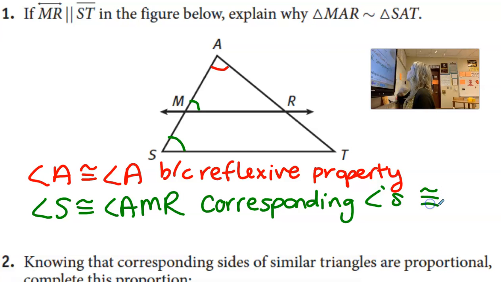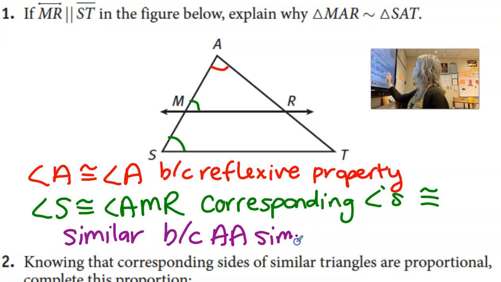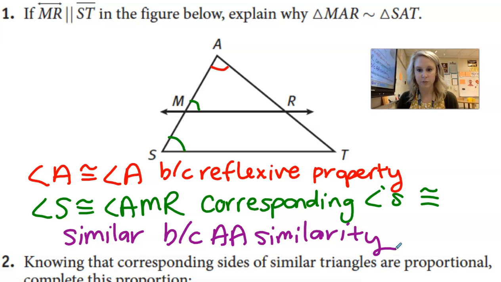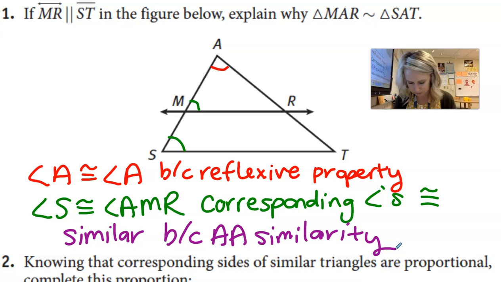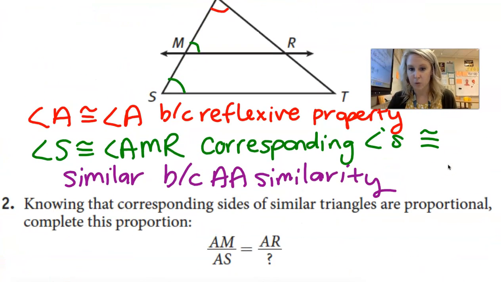Corresponding angles are congruent. So because I know angle A is congruent to angle A, and I know angle AMR is congruent to angle S, I now have angle-angle. So they are similar because of angle similarity. Okay, so that's kind of an informal proof of why I know my two triangles are similar. All right, so if they're similar, I now can figure out missing pieces of them. So knowing that corresponding sides of similar triangles are proportional, complete their proportion.